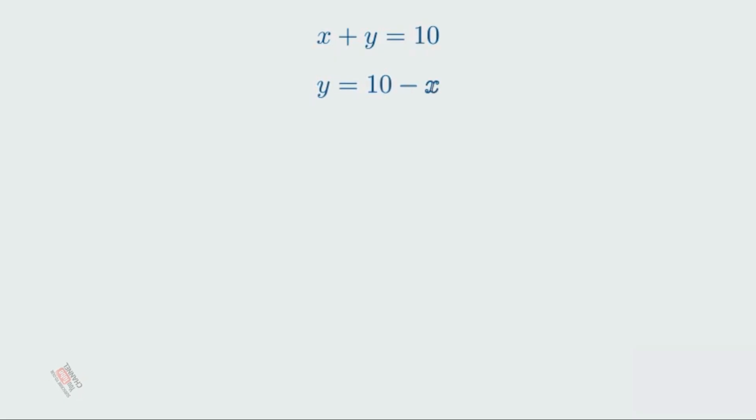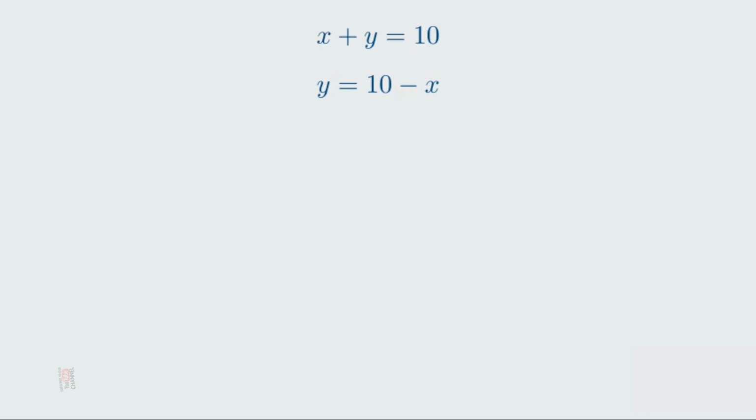Okay, let's start with the substitution step. From our second equation, we have x plus y equals 10. We can easily solve this for y. We just subtract x from both sides. This gives us y equals 10 minus x. This is our key substitution.